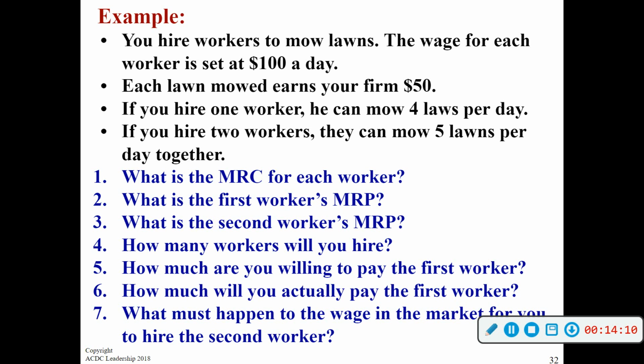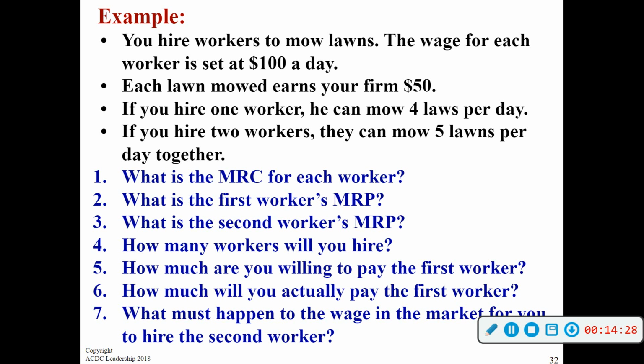The wage for each worker is set at $100 a day. So no matter how many yards they mow, whether they mow 1 or 20, it doesn't matter. Each worker is getting $100 a day. For every yard that they mow, you receive $50. So that's what they charge. The customer pays $50 for every yard that they mow.